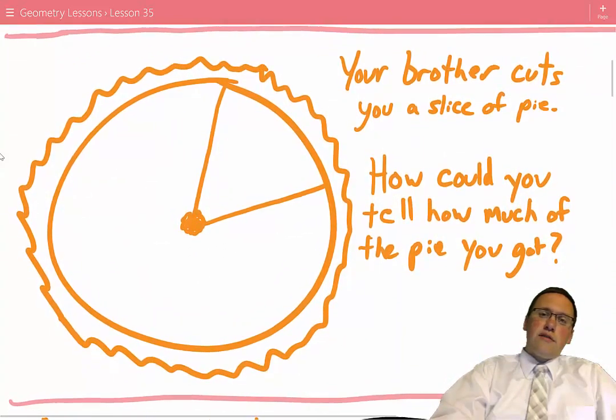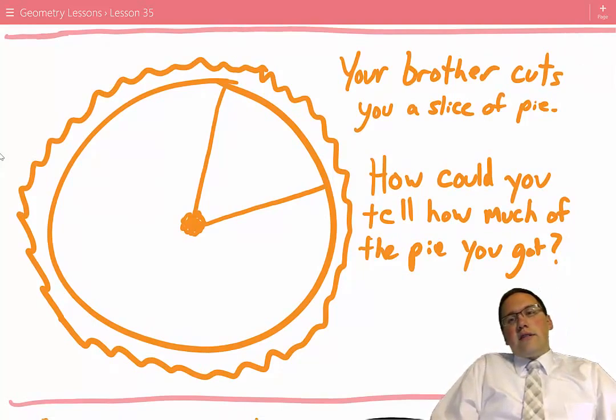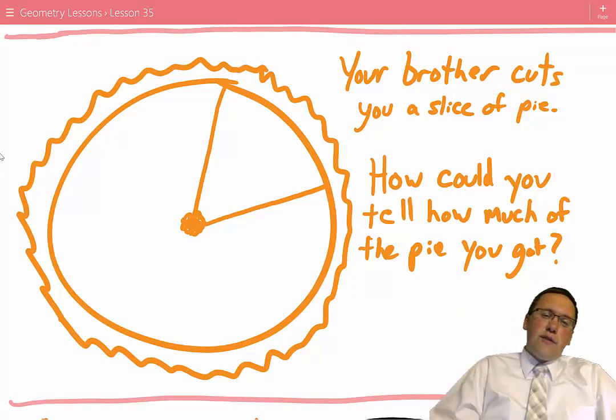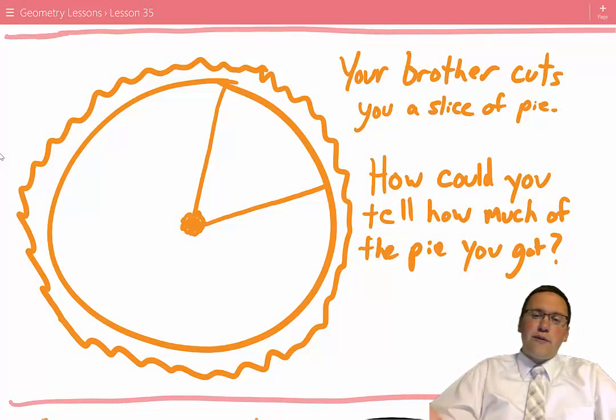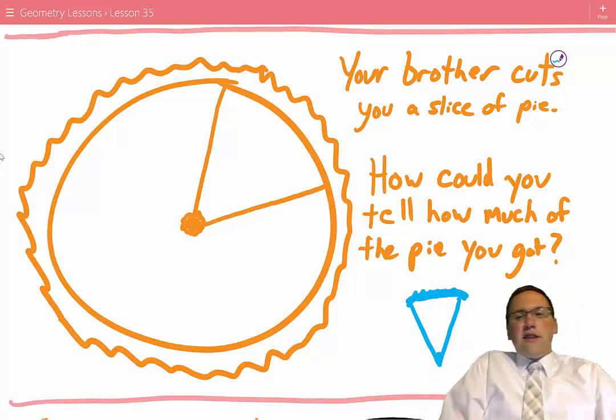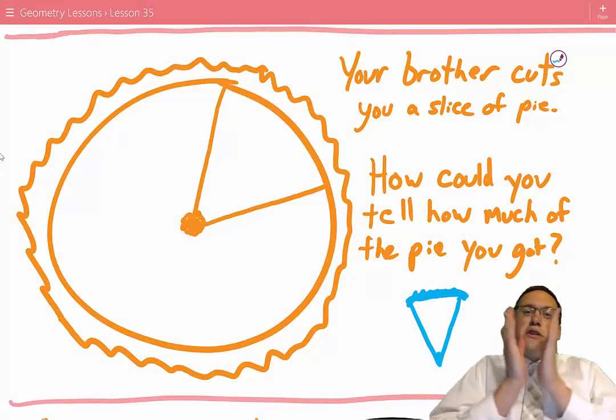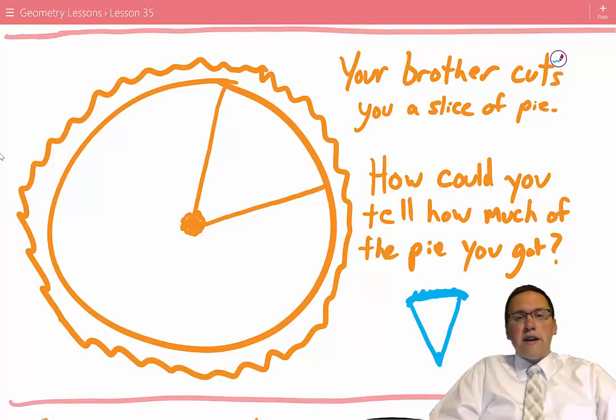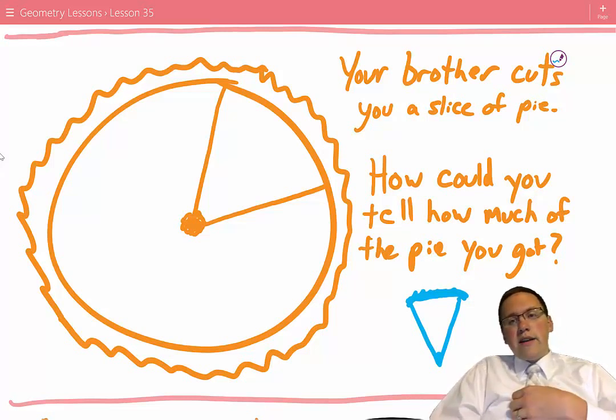So back to your brother. Your brother cuts you a slice of pie. How could you tell how much of the pie you got? Let's say you didn't even see the full pie. You didn't walk to the counter and compare it to the full pie. Let's just say you got your piece. And you could tell he cut it from the center because there's a little divot from the middle. So you know your two slices are very likely radii if you started from the center. So how could you tell how much pie you got?